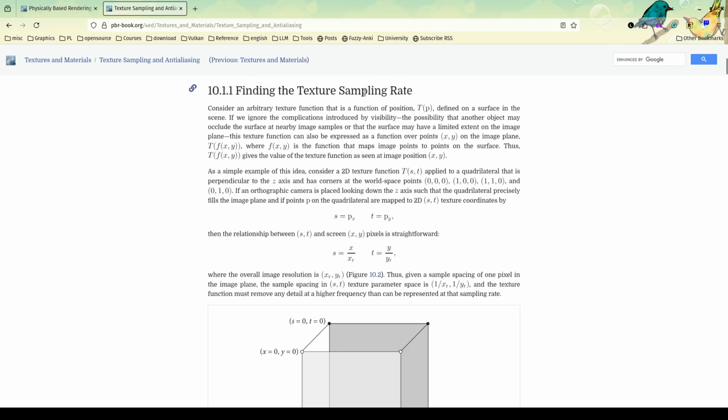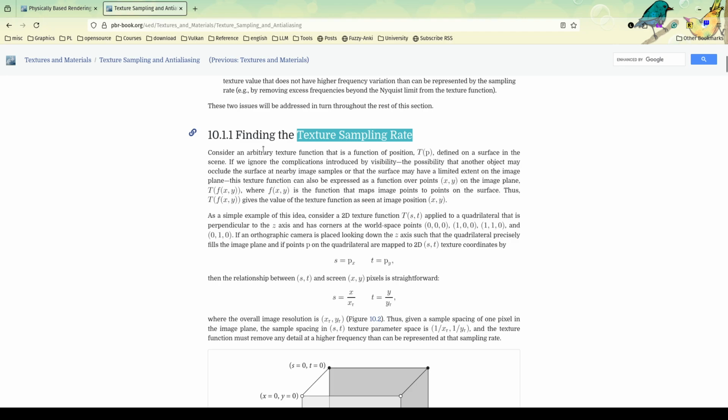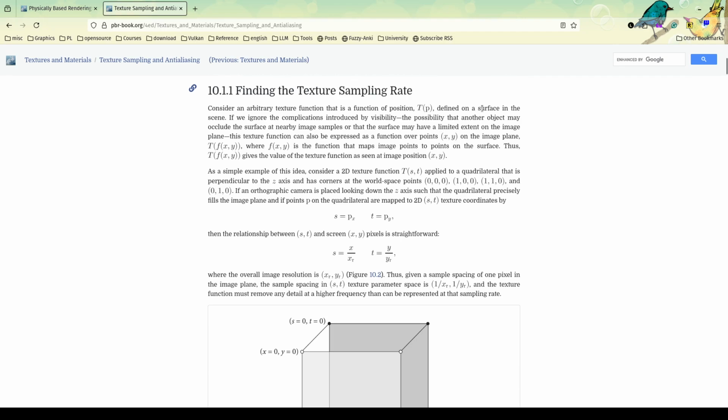Finding the texture sampling rate. So consider an arbitrary texture function that is a function of position, defined on a surface in the scene. So if we ignore the complication introduced by visibility, so yeah, another object may occlude the surface at nearby image samples, or the surface may have a limited extent on the image plane.